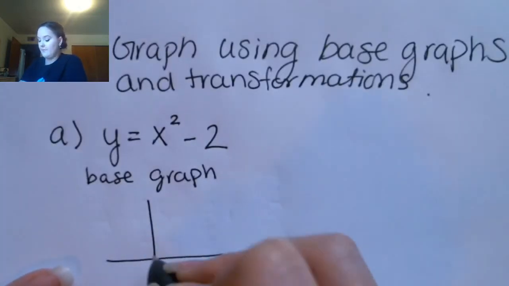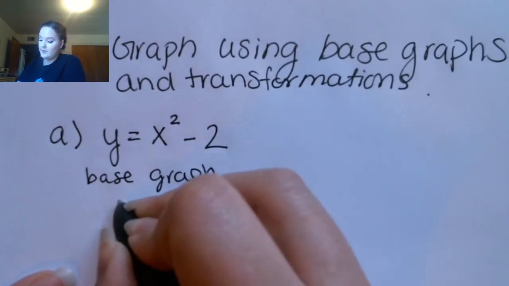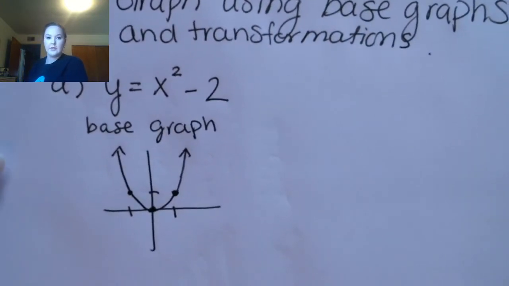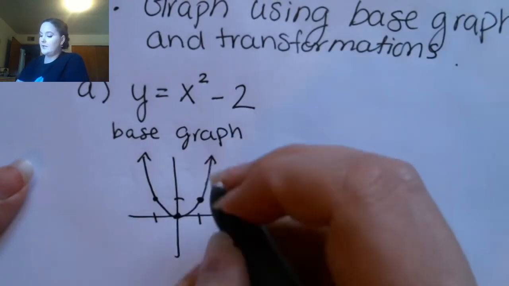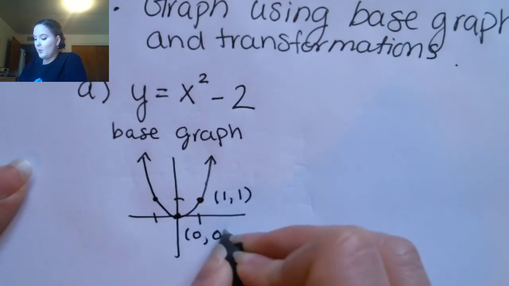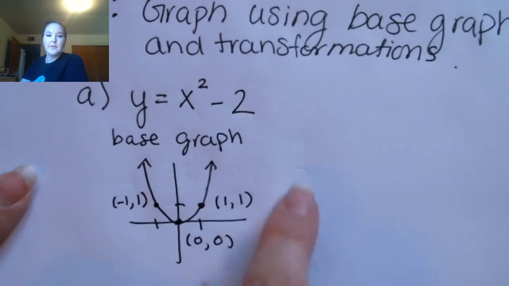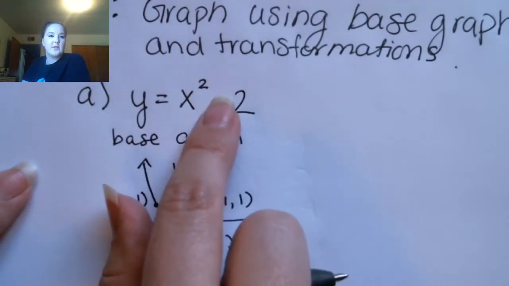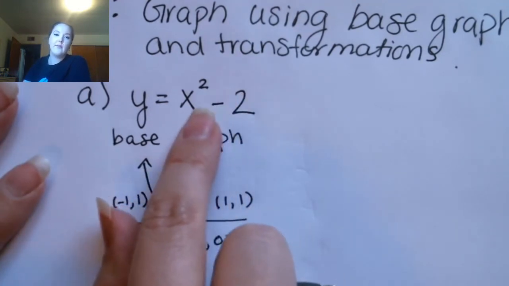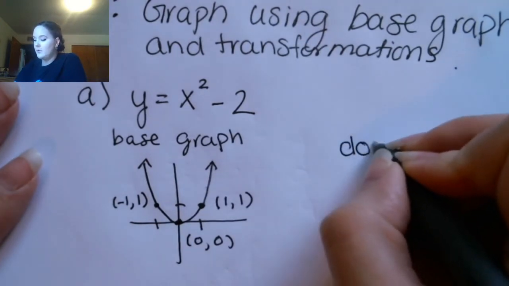Okay, and there's my 3 key points. So here's my base graph. It has this parabola shape, the U shape, and here's my 3 key points that we talked about at the beginning. Now I'm going to say, what is this -2 going to do to the graph? Well, we said that when we have a minus out here, this is going to move the graph down 2.